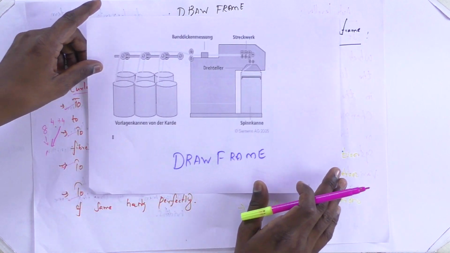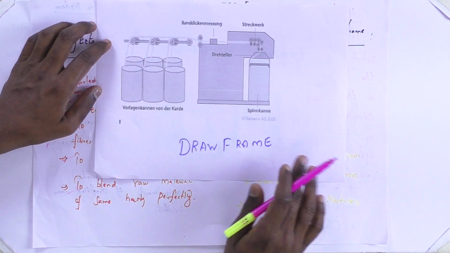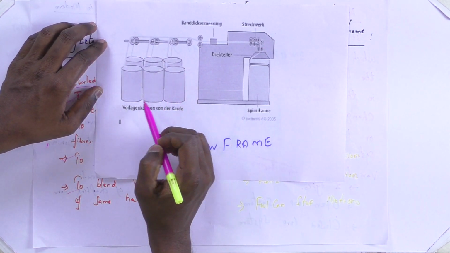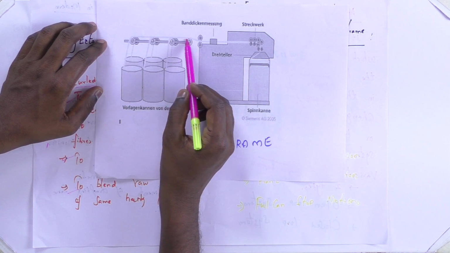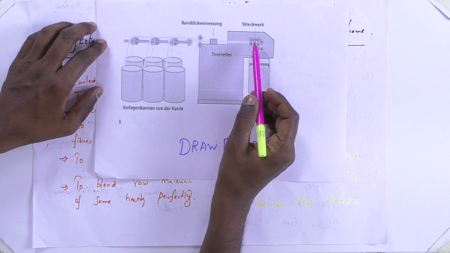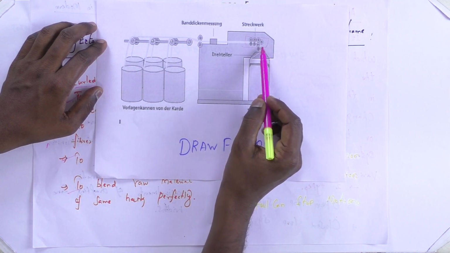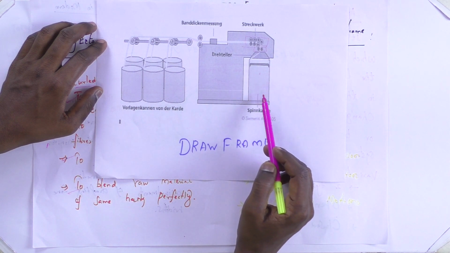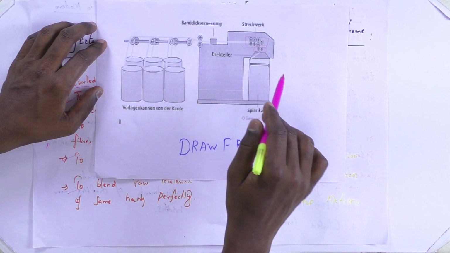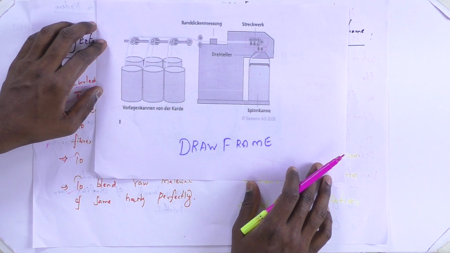This is one type of modern drawing machine. Here also the cans are present. The sliver passes through the cleaning unit, then through creel rollers, and reaches the drafting unit. By suitable arrangement, it is converted into sliver form and deposited in the cans. This is the structural arrangement of the draw frame machine.